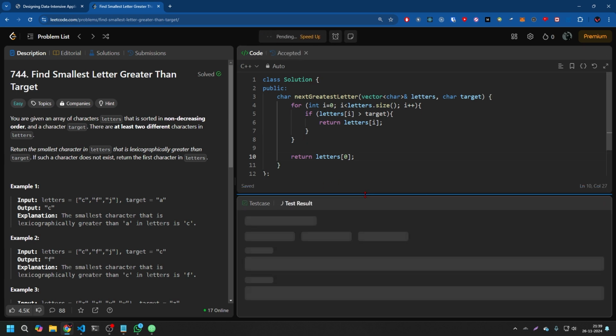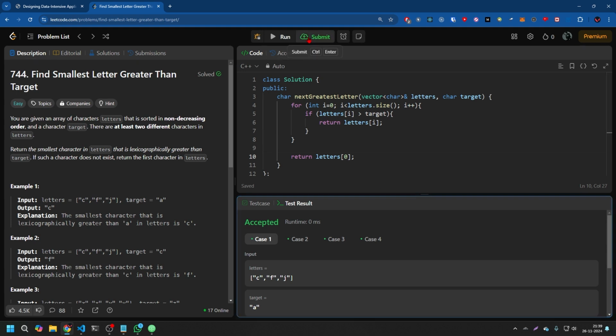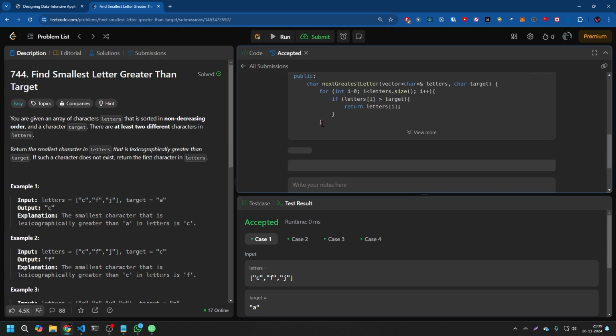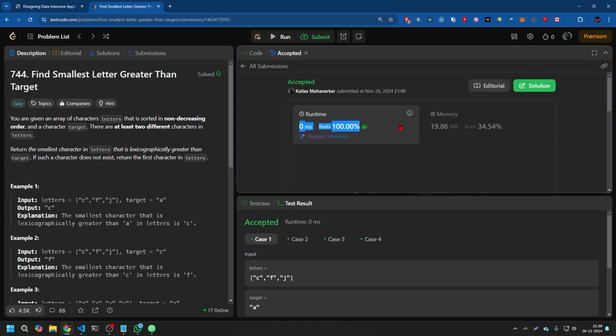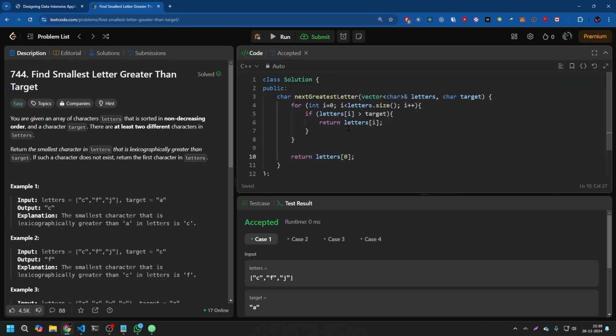So let's run this code and let's submit it. Yeah, it passes all test cases and it works. So let's now move back to discuss the second solution, that is how we can solve this using binary search.